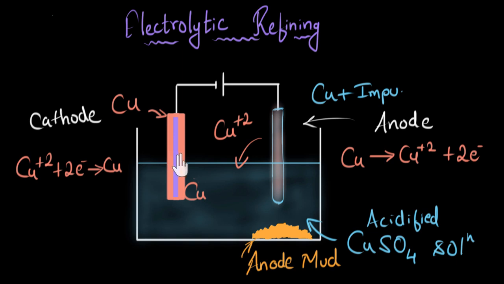And later on, we will have to scrape off this pure copper from this whole carbon, right? So that's going to be another added step. And that's why we use pure metal as the cathode.